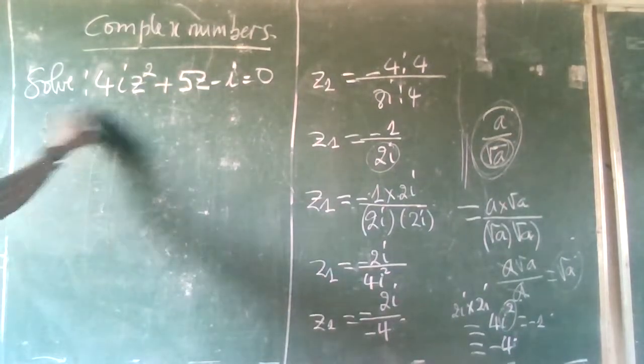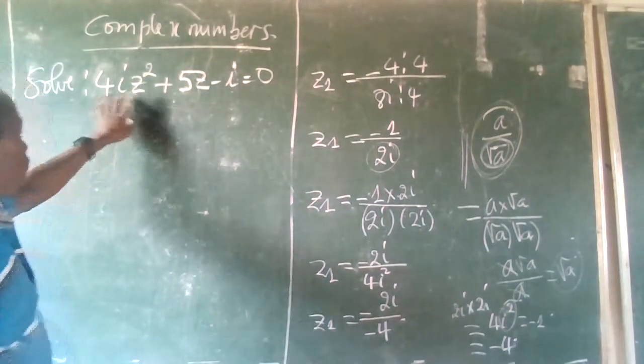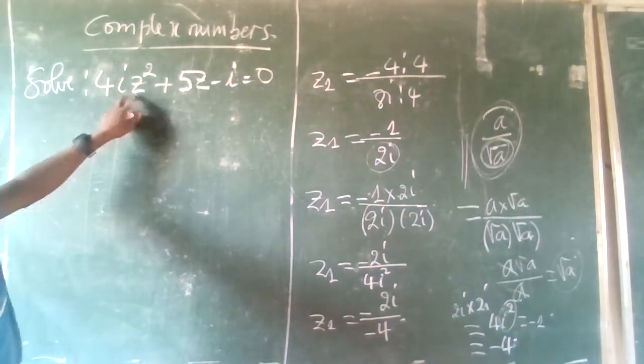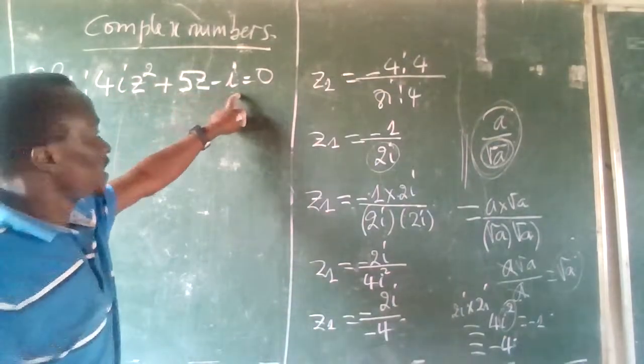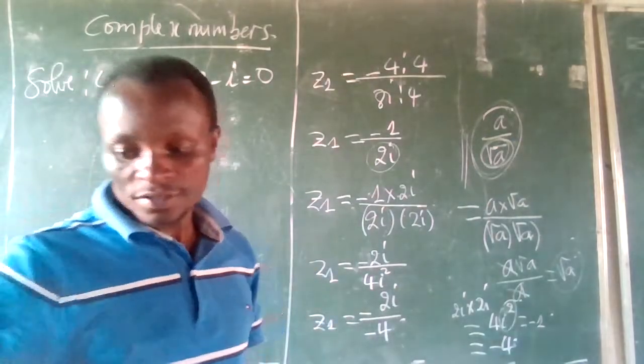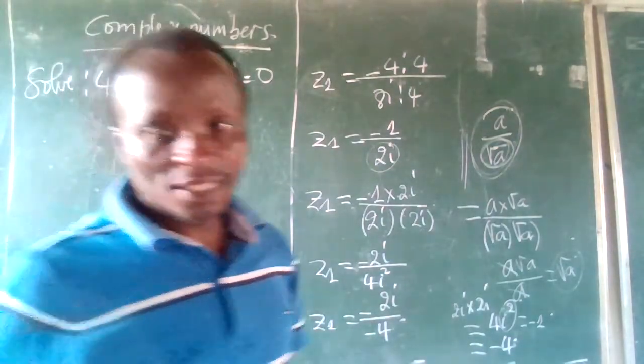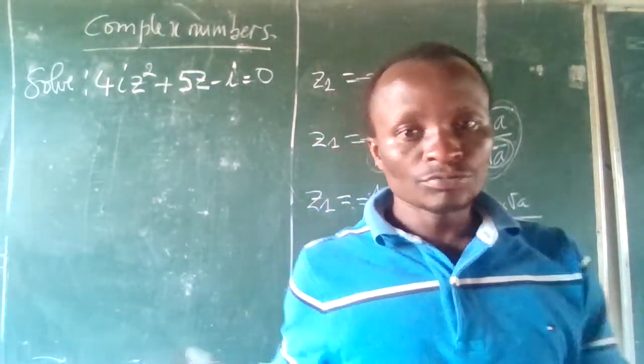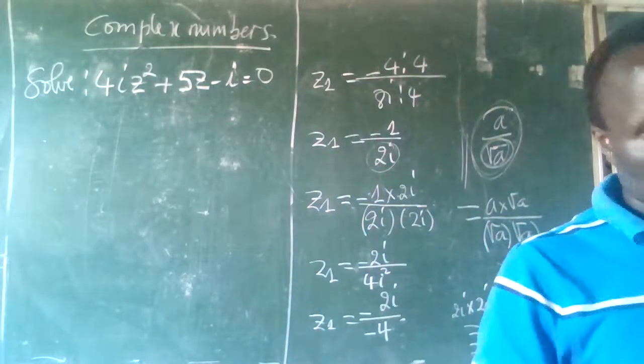Now we have another question here. Solve this: 4i times z squared plus 5z minus i is equal to 0. We are going to solve this kind of complex equation. Now think about it, and after it is what we are going to do. Clear? Good.